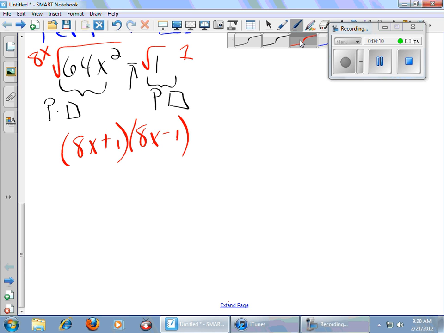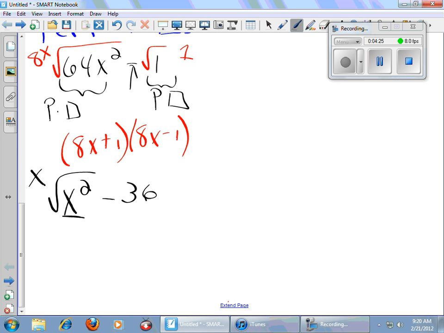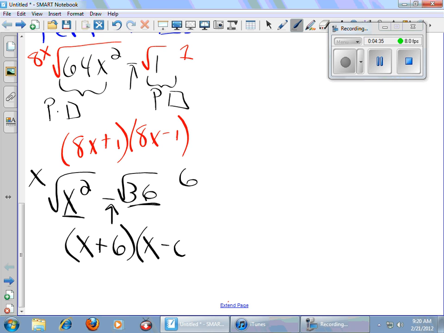For example, how about this one? How about x squared minus 36. Is the first term a perfect square? You betcha. Square root would be x. Is the second term a perfect square? You betcha. The square root would be 6. Is it subtraction? Don't forget to check that. x plus 6 as a quantity times x minus 6 as a quantity. There you go. You just factored according to the difference of perfect squares pattern.